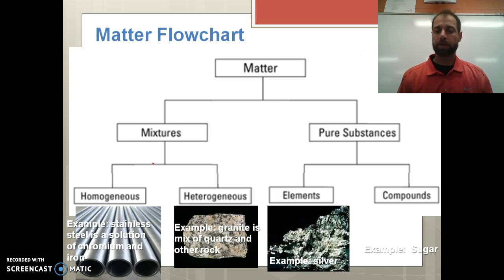Elements, an example is silver. Again, elements can be found on the periodic table, so any one of those elements on the periodic table would be a pure substance, and this example is silver.